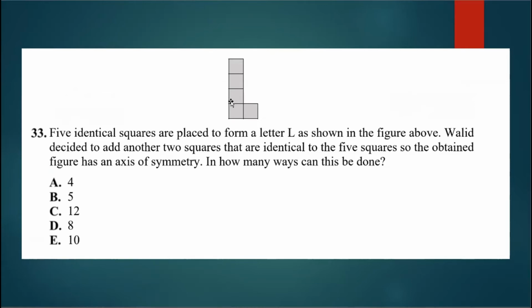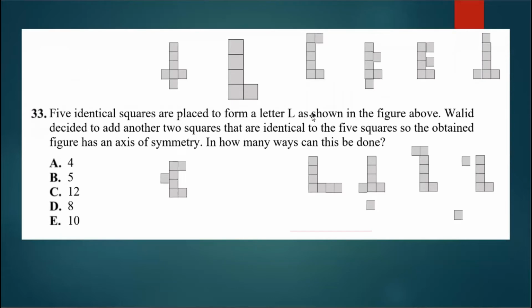So I need to add 2 extra squares and find how many shapes have an axis of symmetry. Pretty clear stating, but the answer is not in the choices. This is a problem. Let's try that together. I tried that before and I got this shape. I add these 2 to the L shape. This is the original shape. I will not count that.